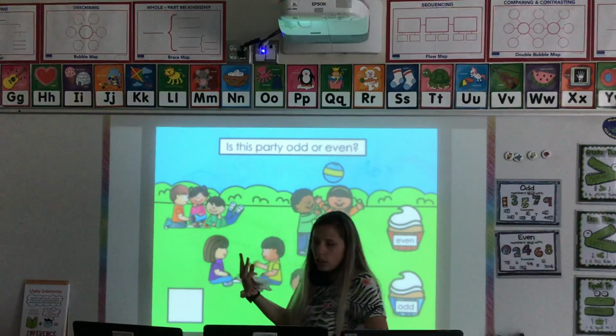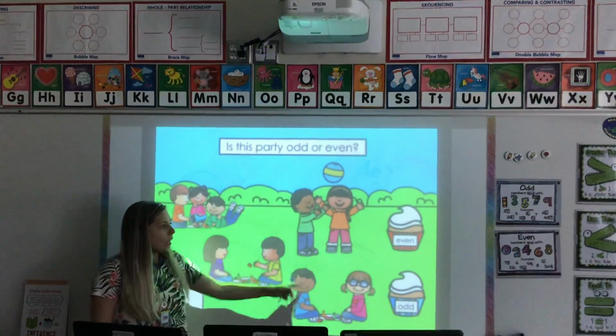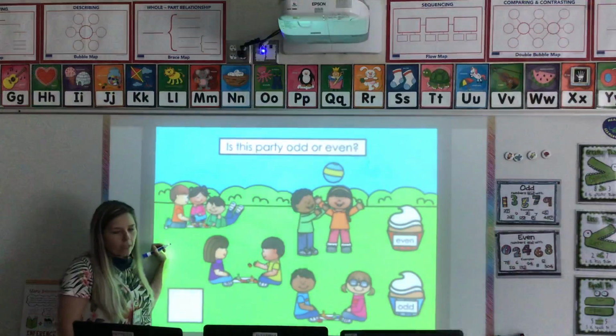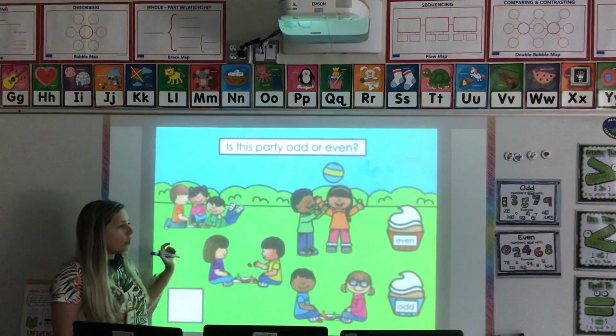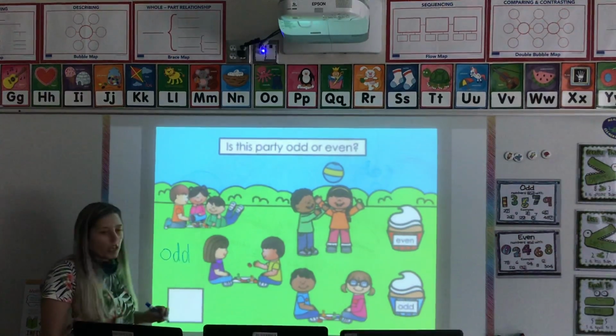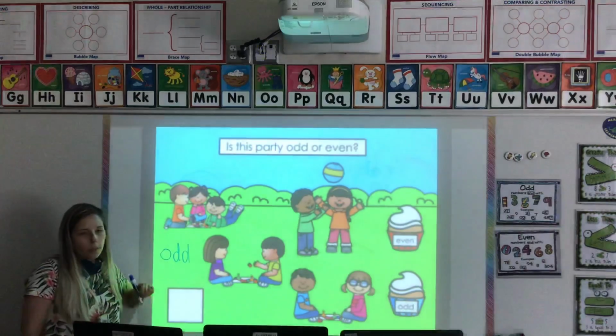3. Well, we know that evens always go in groups of 2. And so if everybody was in a group of 2, we would know this number was even. But this is a group of 3, so we know this number is going to be odd. Now we got to figure out what the number is. So we know it's odd. Now you tell me the number.